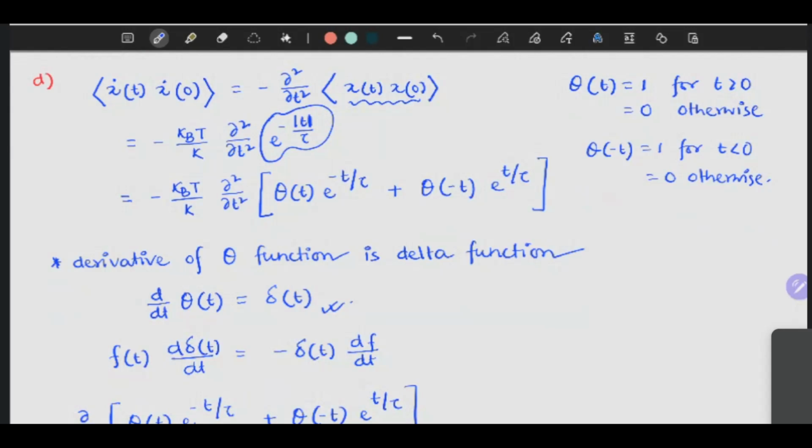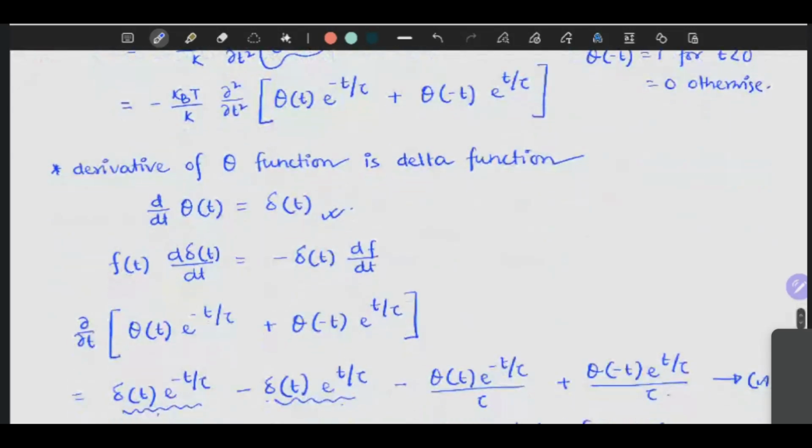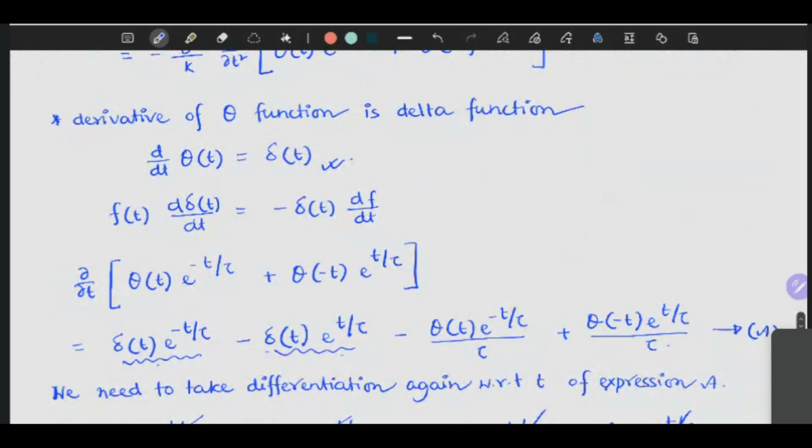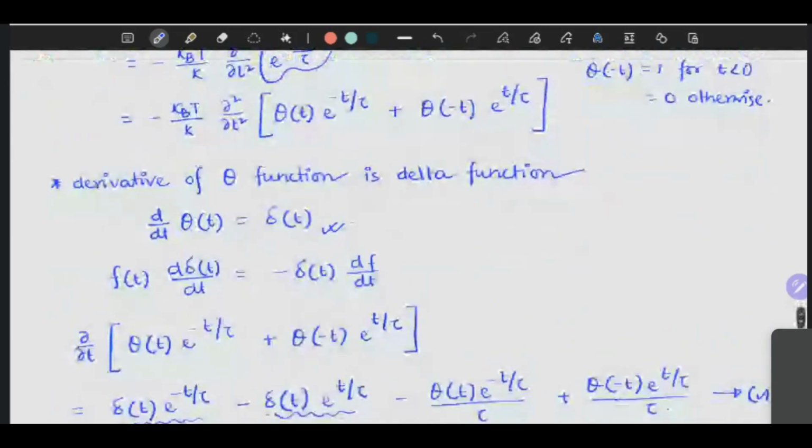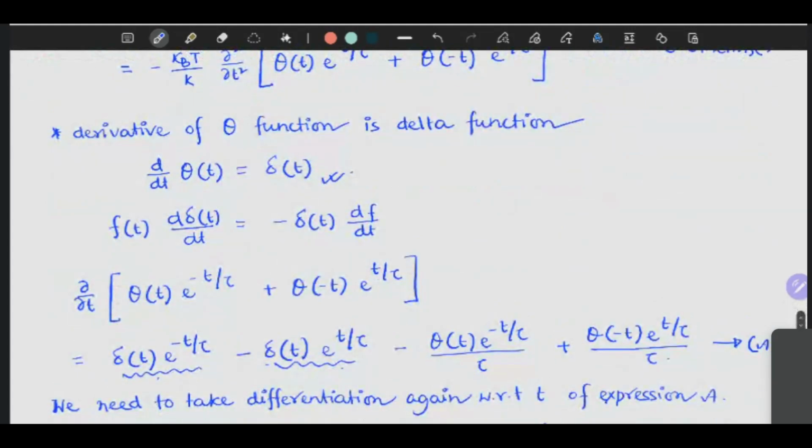And if you take a function times the delta function's derivative, then it becomes minus delta t df dt, minus delta t df dt. So now what we have done is calculate the first derivative. For the first time, if you differentiate it, for theta t it becomes delta t, and it is as usual a product of two functions, so one by one. Again for this it will be delta t, since delta function is a given function, and for minus t this is minus e to the power t by tau.